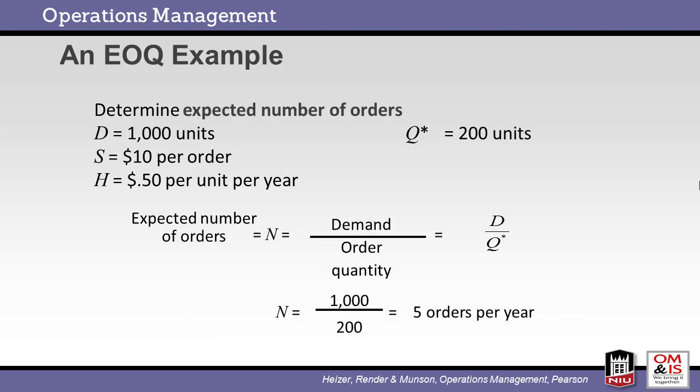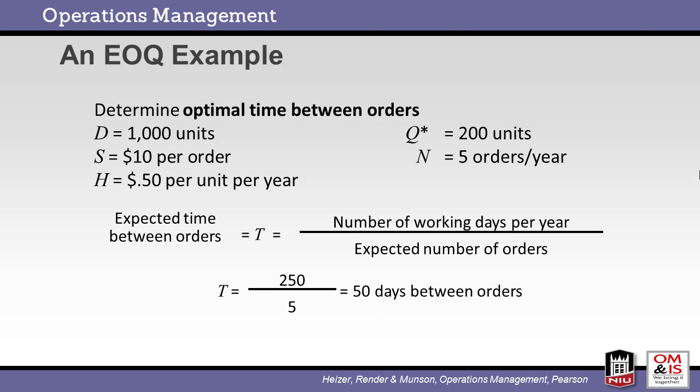Based on the previous calculation and the resulting economic order quantity of 200 units, we want to determine how many orders will be placed annually. This equation is number of orders N equals the annual demand D divided by the economic order quantity Q star. Substituting the known values, we determine that 5 orders will be placed each year.